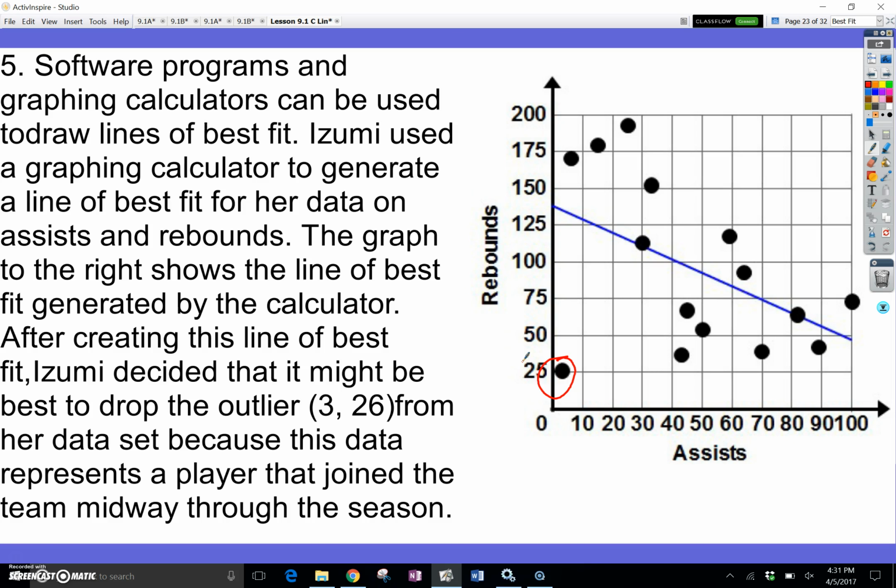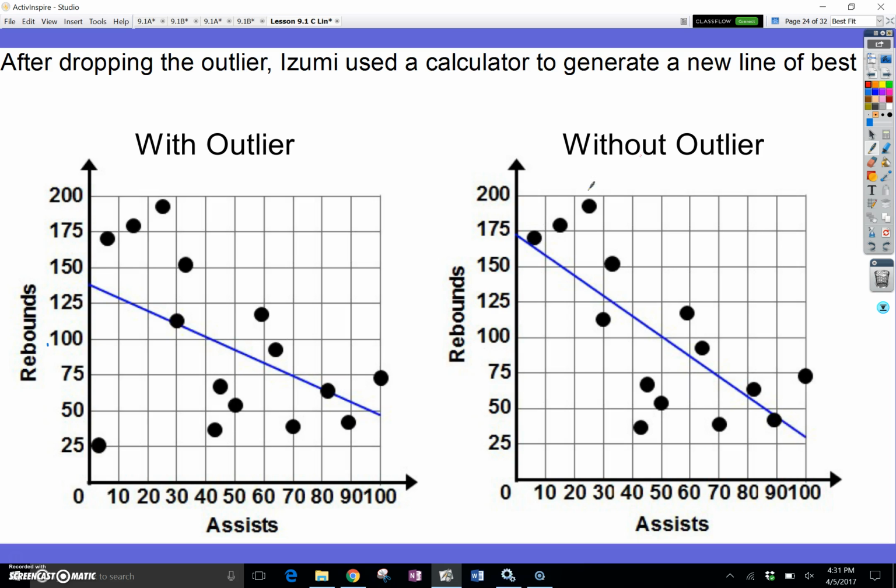So she wants to remove it from her data set because the data represents a player that joined the team midway through the season. That was one of the things we said. She could have been injured. She could have been many things. The player is actually new. So I have this line, and it's getting pulled down to this point because it's a big outlier. On this graph, here it shows it with the outlier.